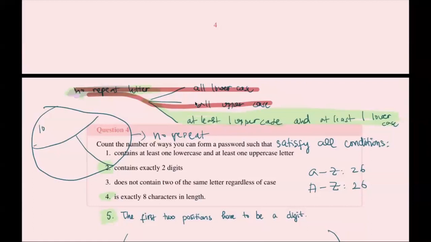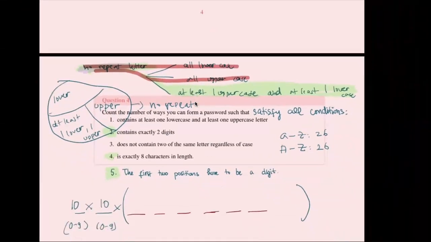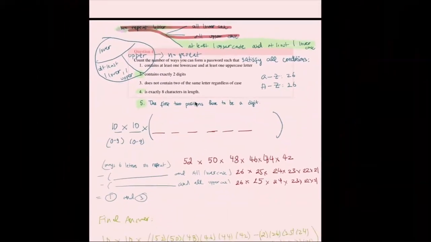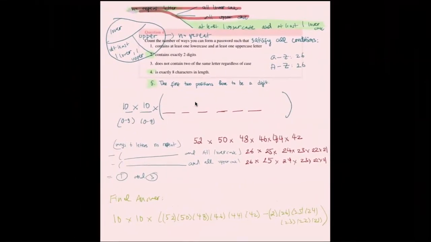The first one is no repeat, but all lowercase. Another one would be no repeat, but all uppercase. And the rest would be at least one lowercase and one uppercase. Right? So if I want to calculate this part, what do I do? I take the whole circle. I subtract this part and then I subtract this part, right? Right. Okay. Does this make sense now?